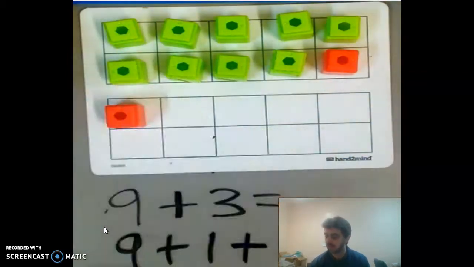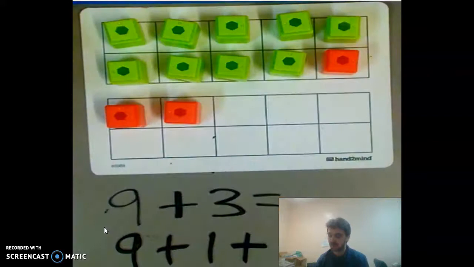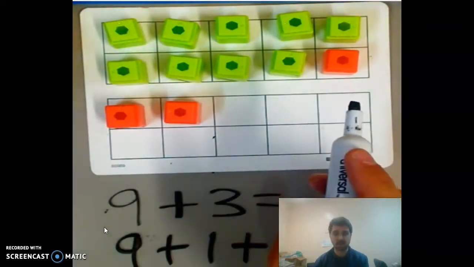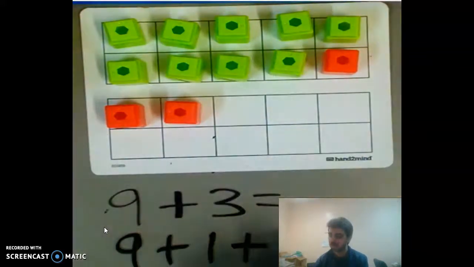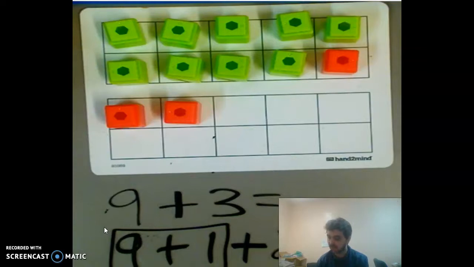So there's 9 plus 3. You can break it up into 9 plus 1 gets you to 10, plus 2 more equals 12, right? Because essentially we have 10 here, 10 plus 2 equals 12.